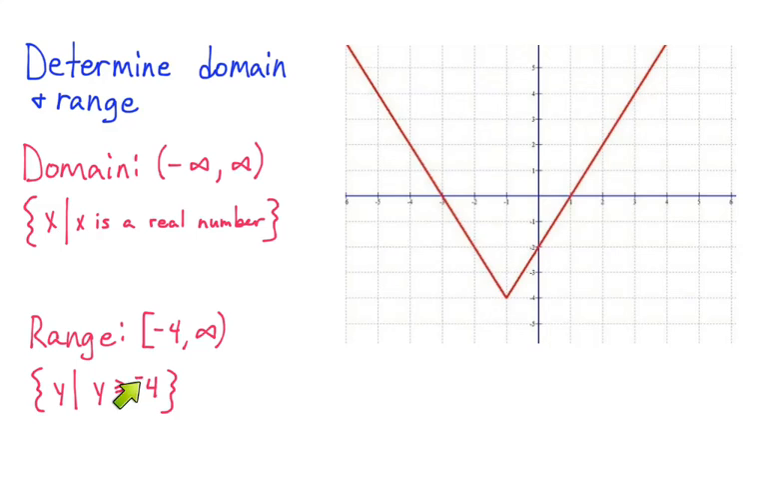Okay, and I did have that negative left off, but it's been fixed now. So set builder notation is really just the inequality that describes your interval.